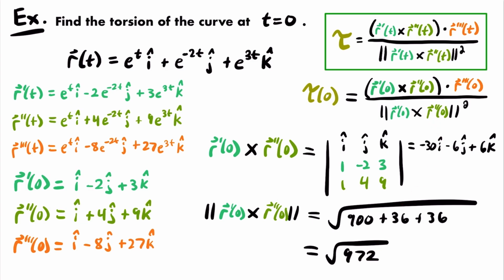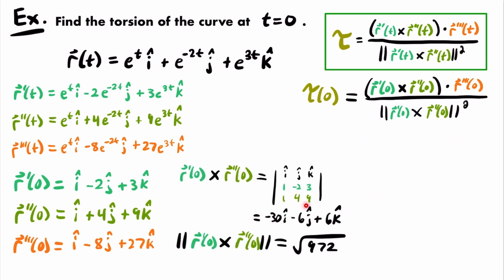But now we're almost done. We just need to set up our torsion calculation, and in doing so, take the dot product of the cross product vector with the third derivative evaluated at 0. All right, so let's do that. I moved our cross product vector over here, and its magnitude is right down here.